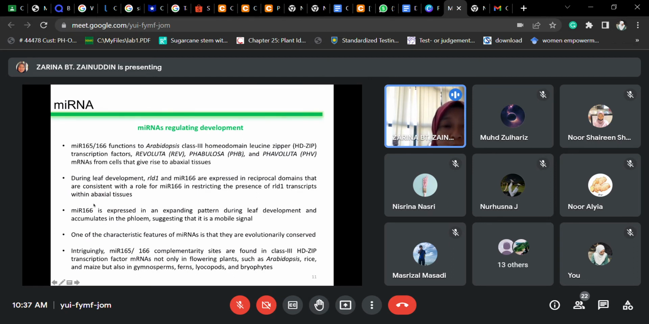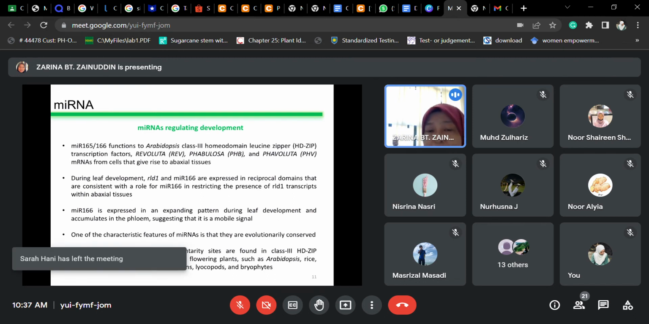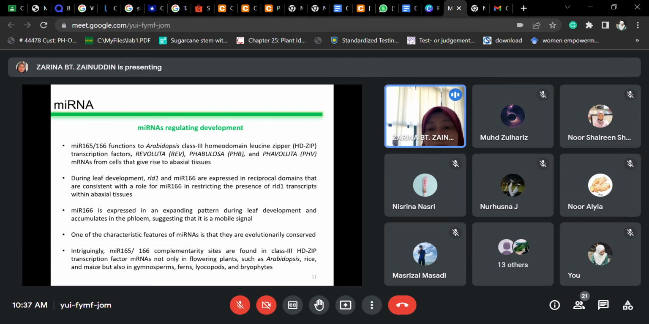This microRNA is expressed in an expanding pattern during leaf development and accumulates in the phloem, which suggests that it is a mobile signal. One of the characteristic features of microRNA is that they are evolutionarily conserved. Intriguingly, microRNA 165/166 target sites are found in class III HD-ZIP transcription factors, not only in flowering plants, for example Arabidopsis, rice and maize, but also in gymnosperms, ferns, lycopods, and bryophytes. So this is one example where microRNA regulates development, namely leaf development involving abaxial tissue formation.